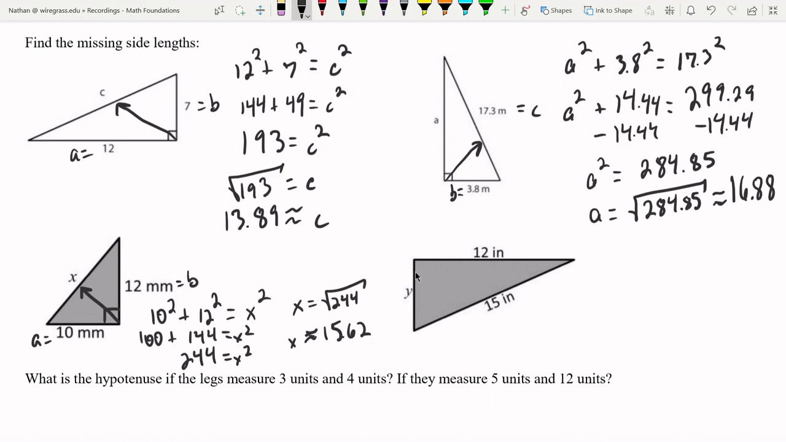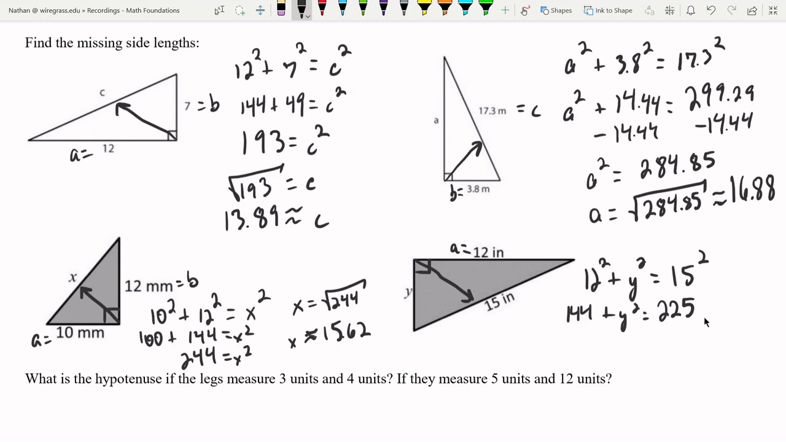Okay, for this one, we have, once again, a right triangle because this is a box angle, a square angle. And 15 is the hypotenuse. So Y is a leg, and then here we can call this one A, for instance, or B. It doesn't really matter. So we have A squared plus B squared, which is going to be Y in this case, equals the hypotenuse squared, 15 squared. So 144 plus Y squared equals 225.